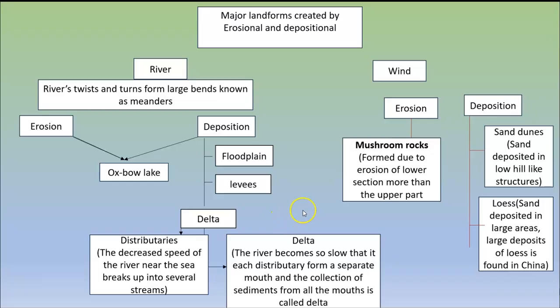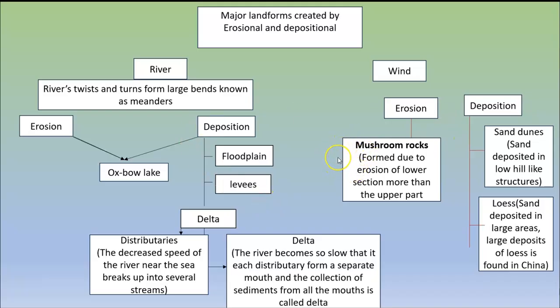Two types of movements are always going on the earth. One is erosional and the other is depositional. Due to these slow but consistent movements, major landforms are created on the earth with time. They have four major kinds of agents for doing this: river, wind, sea waves, and ice. Let's look at river and wind in this slide.